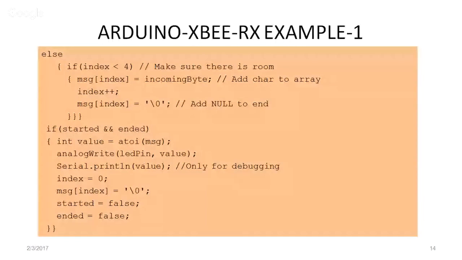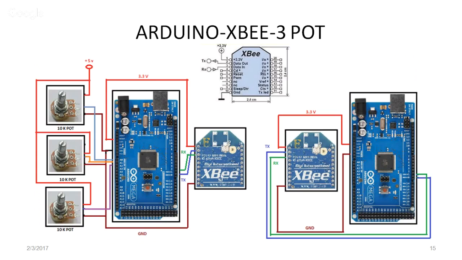That means if you send 255, the intensity of the LED will be fully high. And if you receive 127, it means the intensity of light will be just half. So we can check whether we are getting the same value or not by the potentiometer. With the serial print command, the value will be seen in your serial monitor. This is only for debugging, so that we can check whether the value is being received correctly or not. After that, we will reset index 0, message 0, and started and ended. This is all about your receiver program.